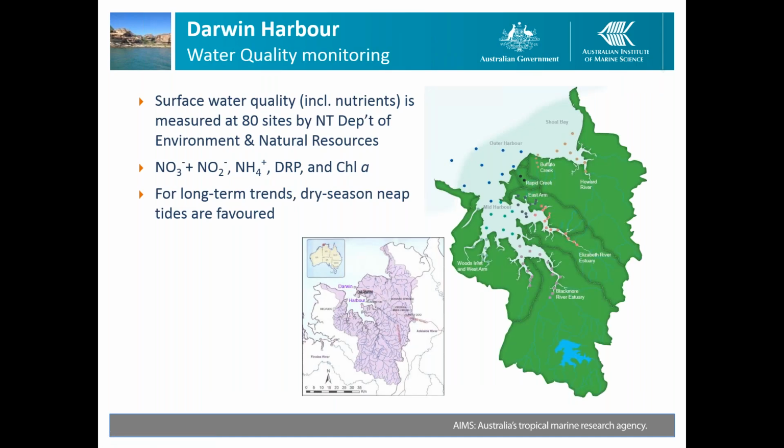Present-day monitoring is carried out by a territory government agency over 80 surface water sites as shown in this map. It includes the harbour waters and some feeder streams. Measurements are constrained to inorganic nutrients and chlorophyll A, and dry season neap tides are favoured for evaluation of baseline conditions and discerning long-term trends.